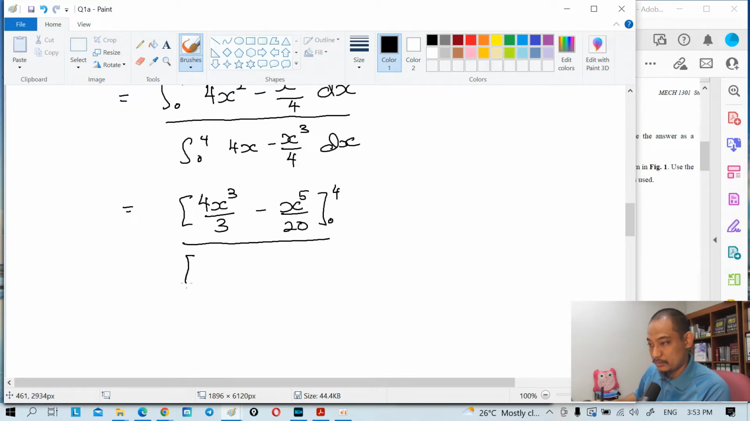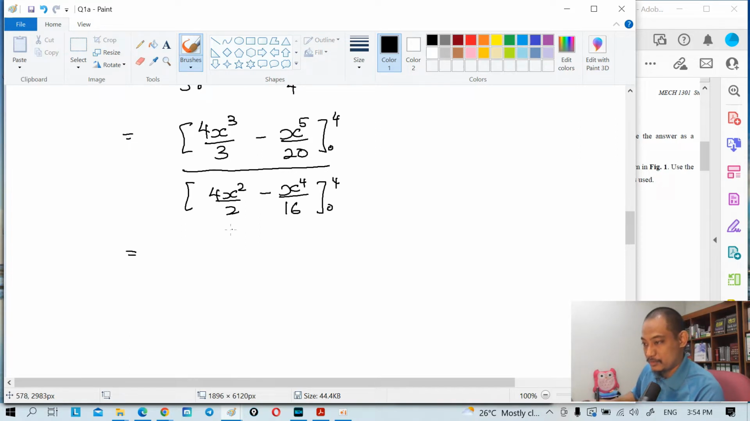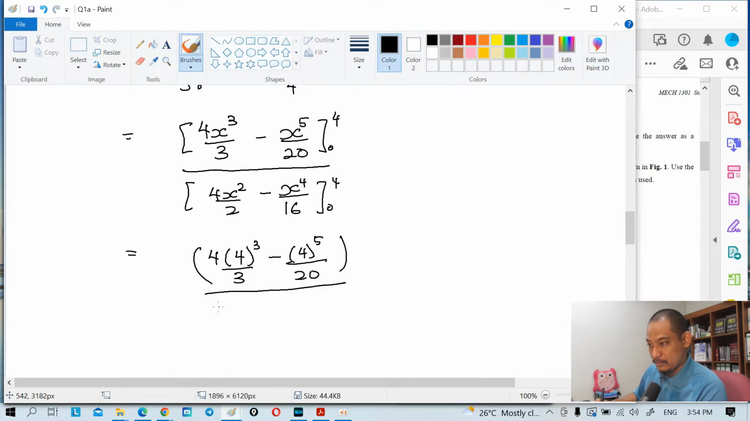And then 4x squared over 2 minus x to the power 4 over 16, from 0 to 4. If you solve this, you get 4 cubed over 3 minus 4 to the power 5 over 20, divided by 4 over 2 times 4 squared minus 4 to the power 4 over 16.